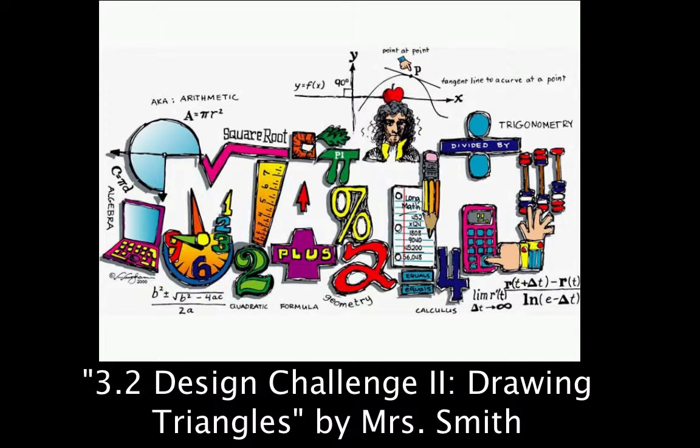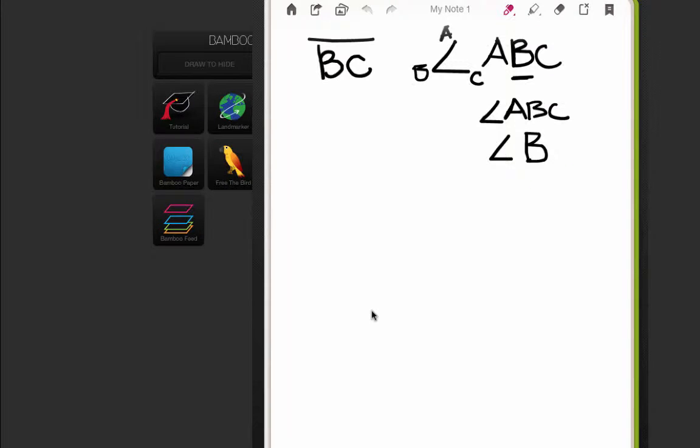Hi, welcome to 3.2 Design Challenge 2, Drawing Triangles. This is an exciting lesson where you are going to learn to read notation and be able to draw an exact replica of a triangle, and figure out what are the important notations you would need to give to someone so they could draw an exact replica of your triangle. All right, let's get started.